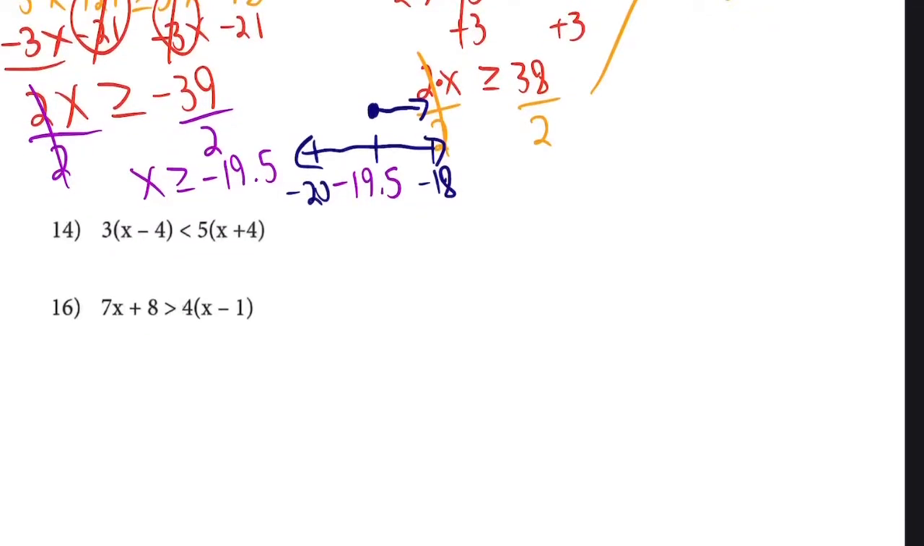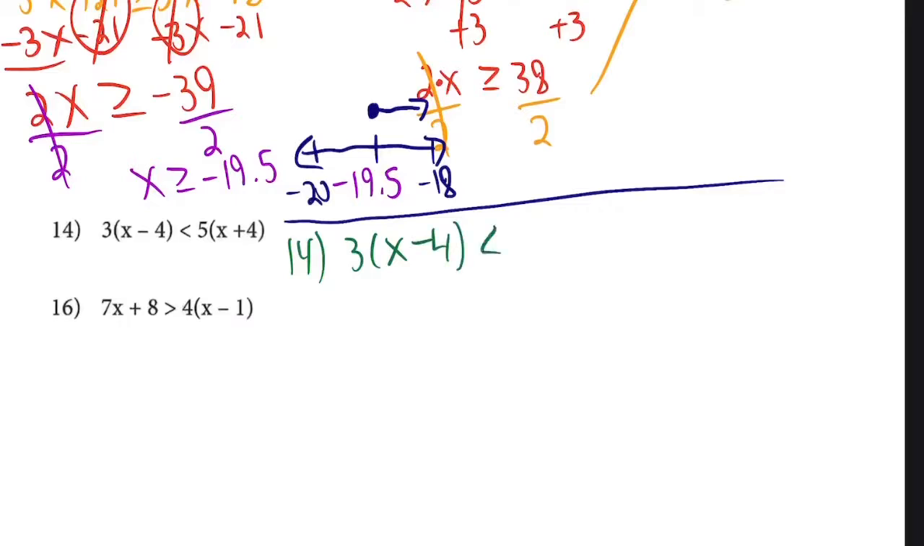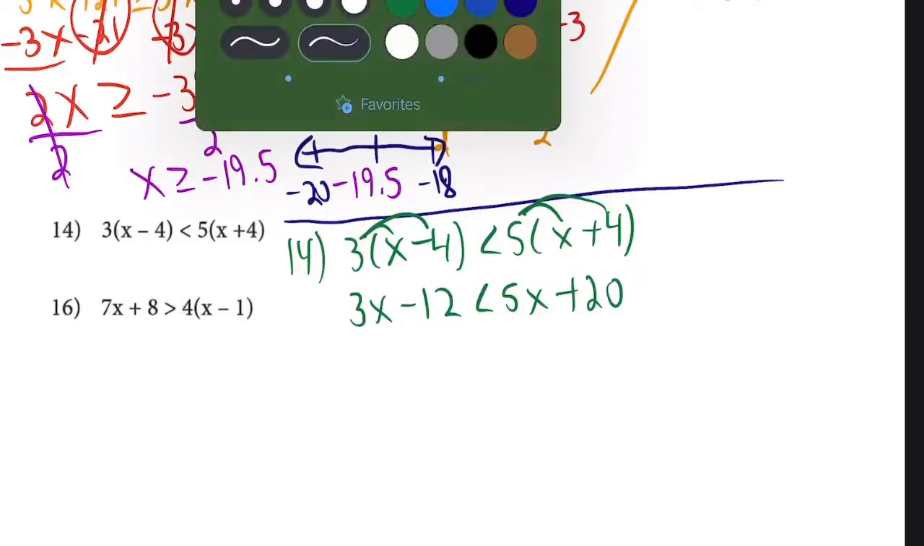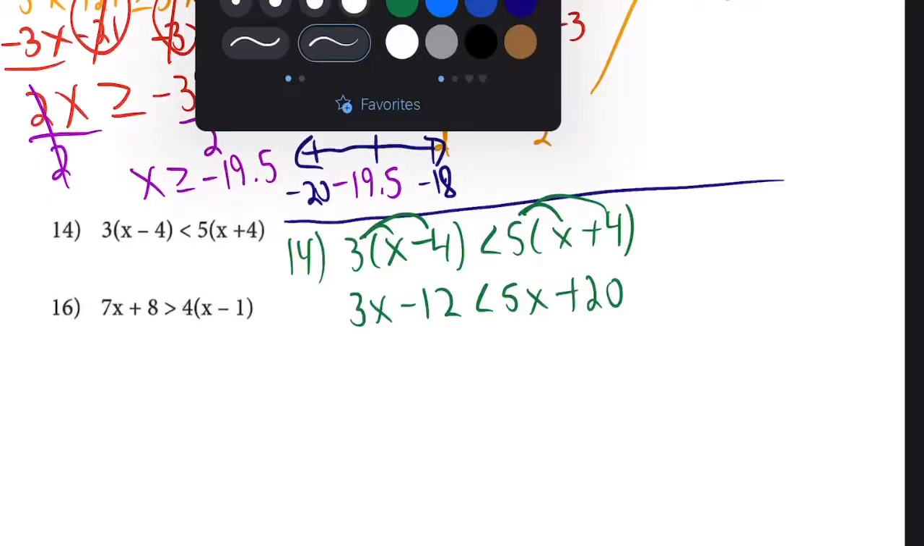Alright, 2 more examples. Number 14. This one's going to have the distribution property, but then after that, it's going to be fine. So we're going to multiply 3 times x and 3 times negative 4. Then we're going to multiply 5 times x and 5 times 4. Now we're going to do it just like on the last one. Oh, I just used green. Now let's use pink.